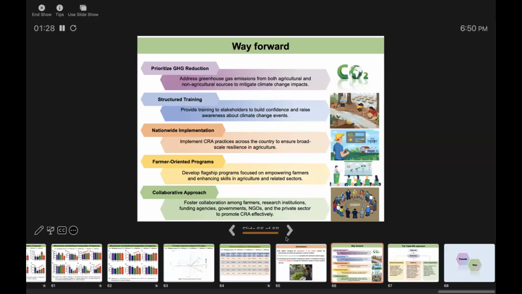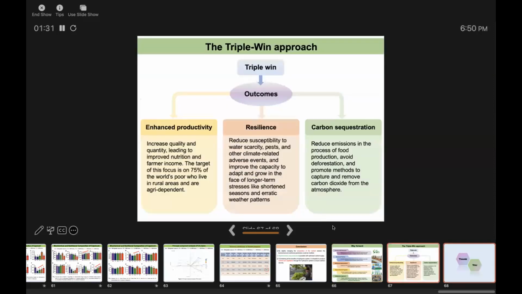Considering all these things, we have to have a triple-win approach, with outcomes of enhanced productivity, resilience, and carbon sequestration. If we can maintain climate resilient agriculture, it will enhance our productivity, reduce susceptibility to water scarcity, pests, and other climate-related adverse events, and improve the capacity to adapt and grow in the face of longer-term stresses like shortened seasons and erratic weather patterns. It will also reduce emissions in processed food production, avoid deforestation, and promote methods to capture and remove carbon dioxide from the atmosphere.